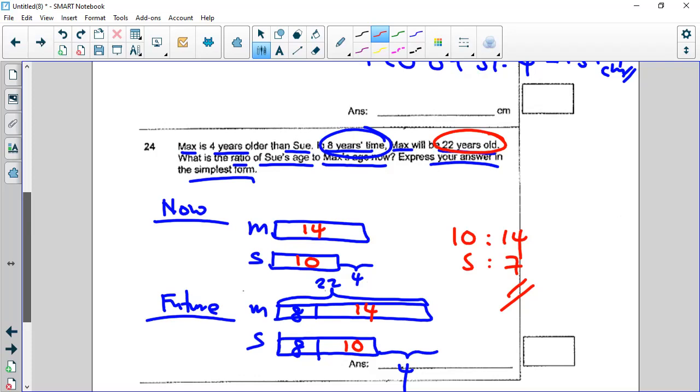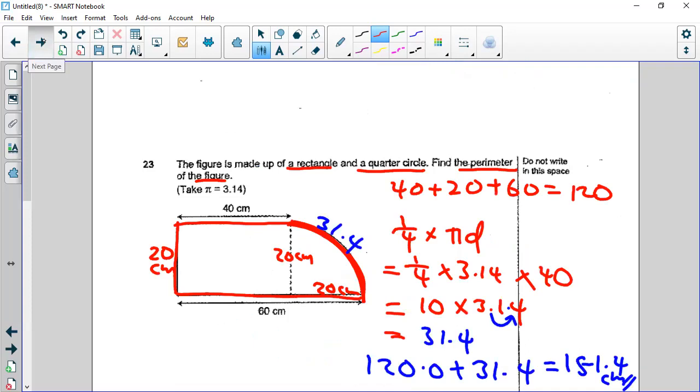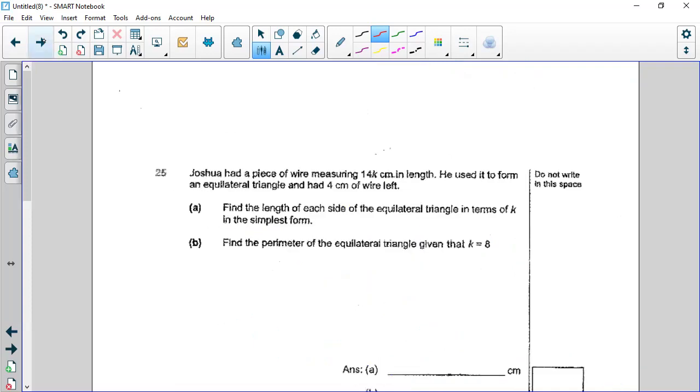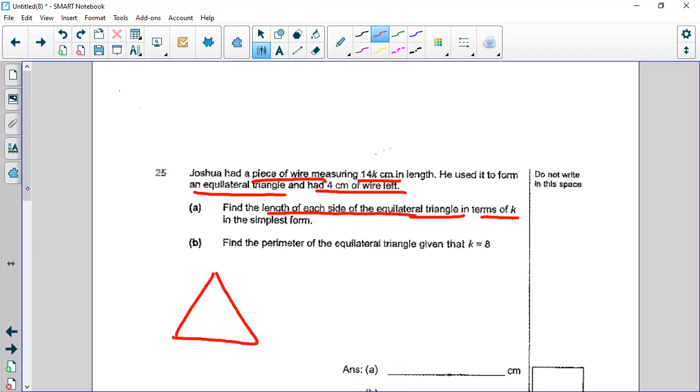Okay, let's go to question 25, your algebra. Joshua had a piece of wire measuring 14k cm in length. He used it to form an equilateral triangle and had 4 cm of wire left. Find the length of each side of the equilateral triangle in terms of k. So what is an equilateral triangle? All the sides are equal.